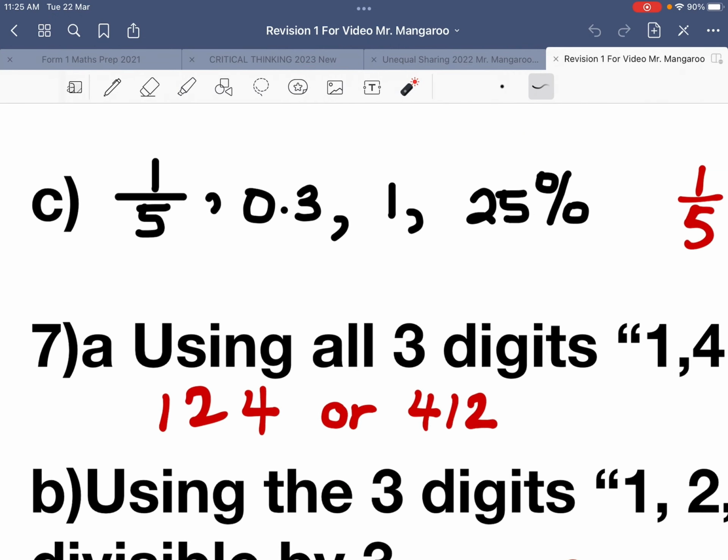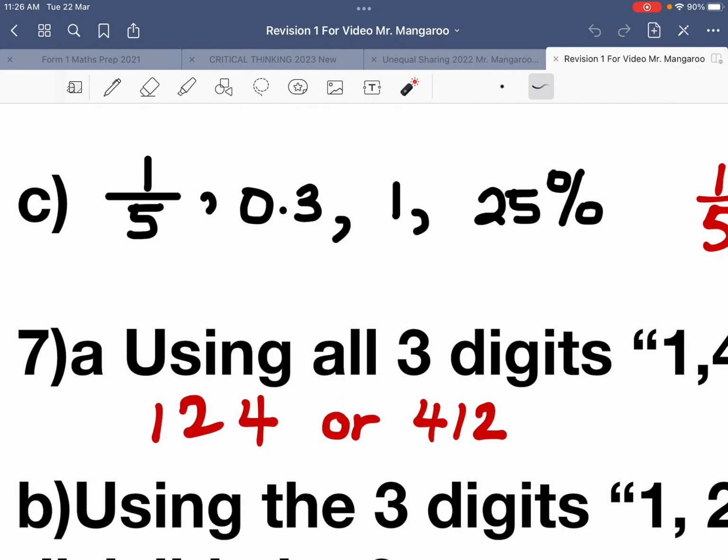C. We have fraction, decimal, and percentage. So what we can do is we can convert all of the different items to the same form. So we can either change all to fractions, all to percentage, or all to decimal. So I think it might be easy to change them to percentage.